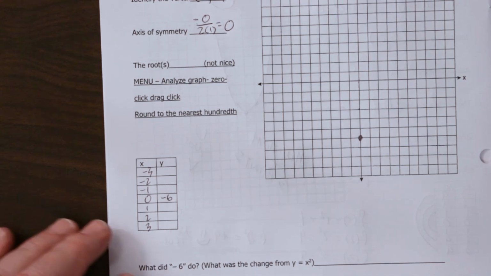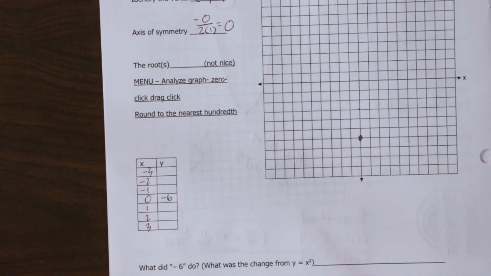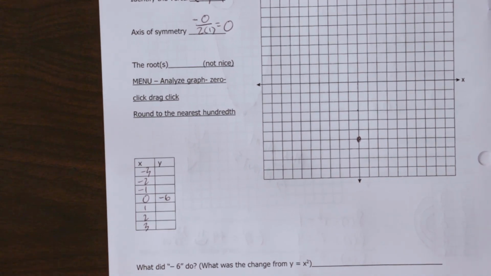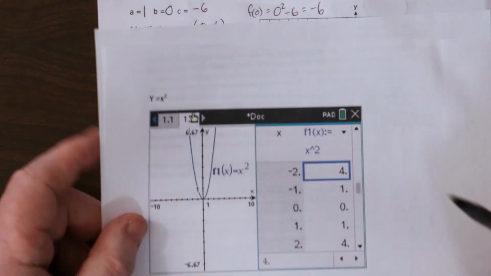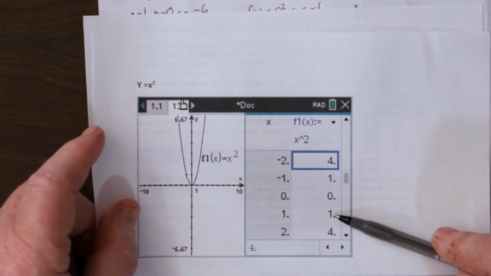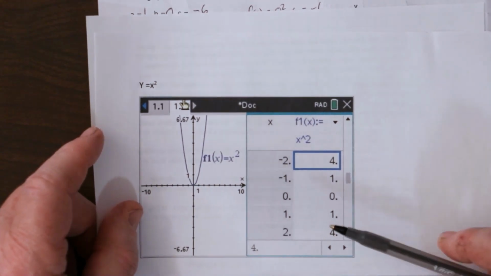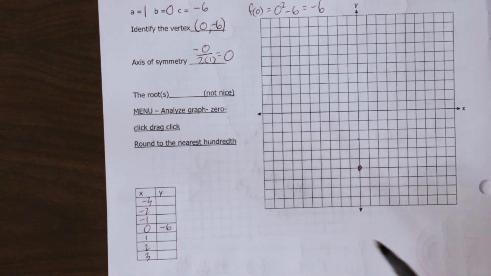All right. But I'm going to do a cheat if you don't mind. All right. Here's my cheat. I remember from the first one that we just did that it was out 1 and up 1, out 2 and up 4. So I'm going to do that same thing over here and fill in my table.